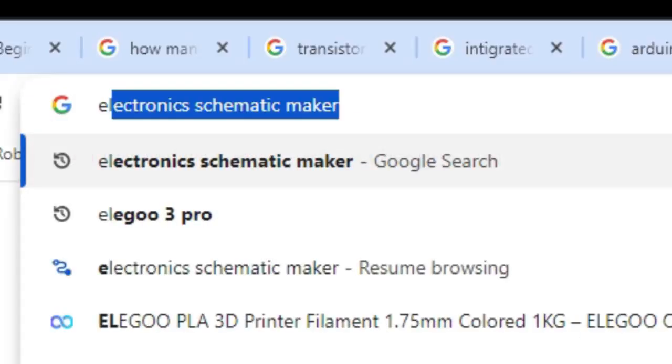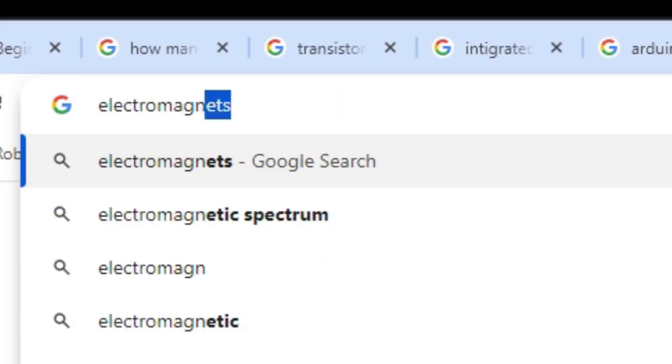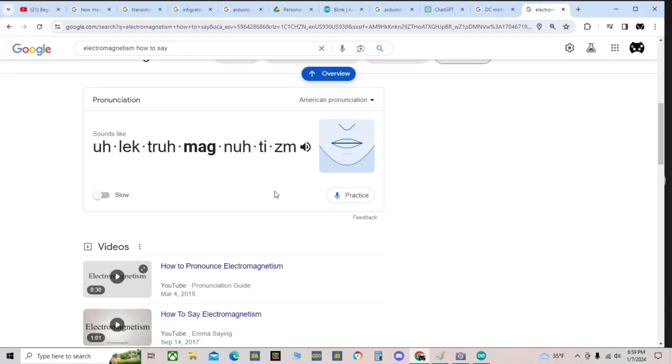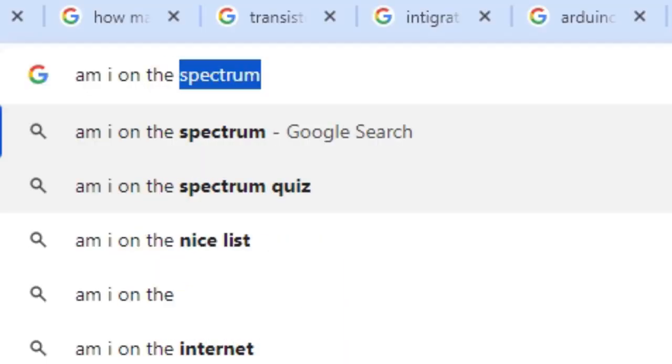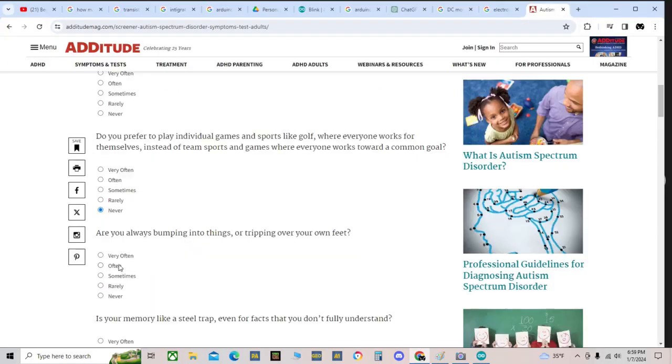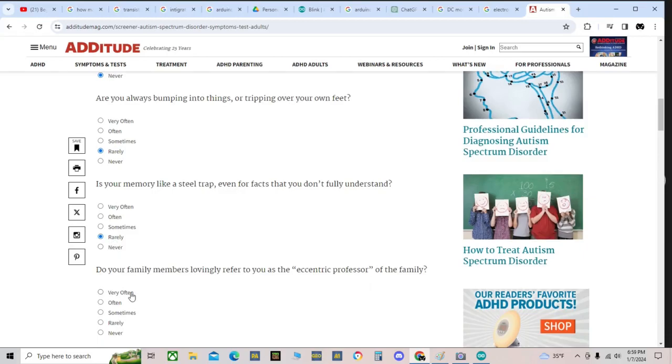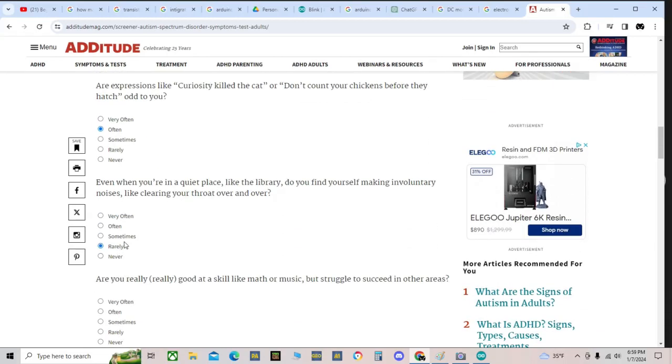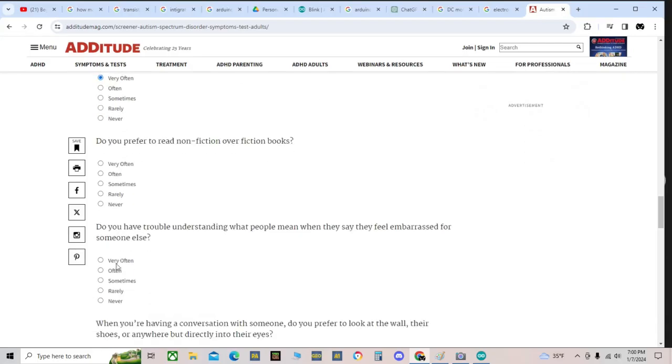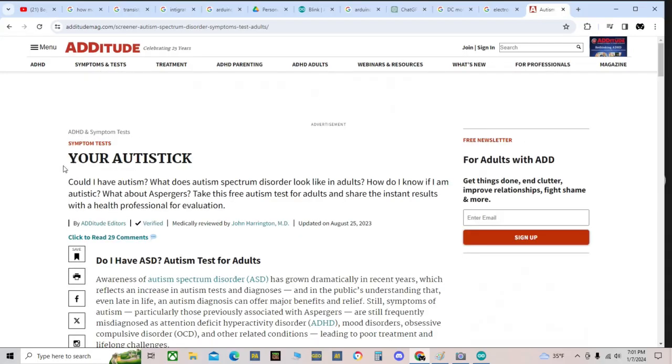My God. Electromagnetism. Sometimes. God damn it.